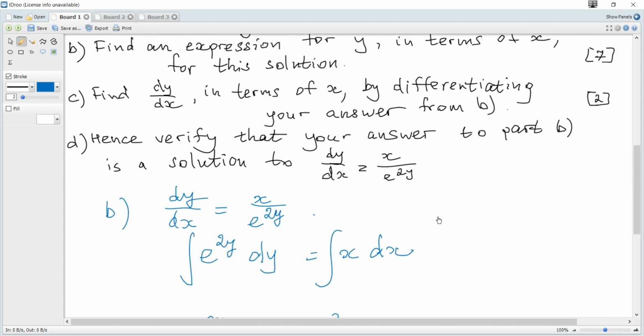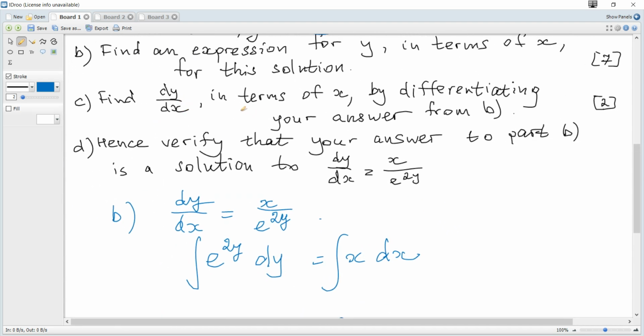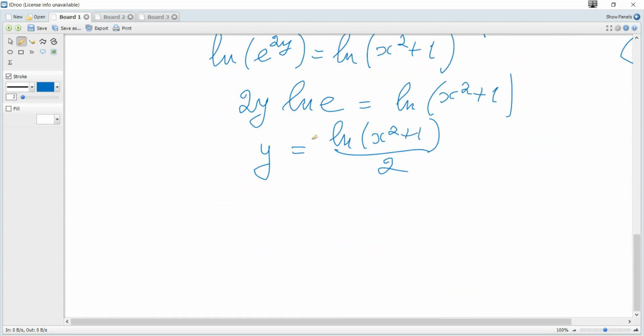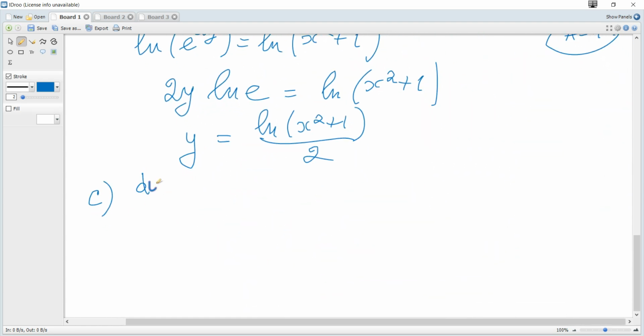The next: find dy over dx in terms of x by differentiating your answer from part b. So we need to just differentiate this, and we can see that there is only one function but a more complicated argument. The derivative of ln of x, given in the data booklet, is 1 over x, but since it's ln with a more complicated argument, we should use the chain rule. We apply the same rule as for ln of x, writing this argument instead of x, so it becomes 1 over x squared plus 1.